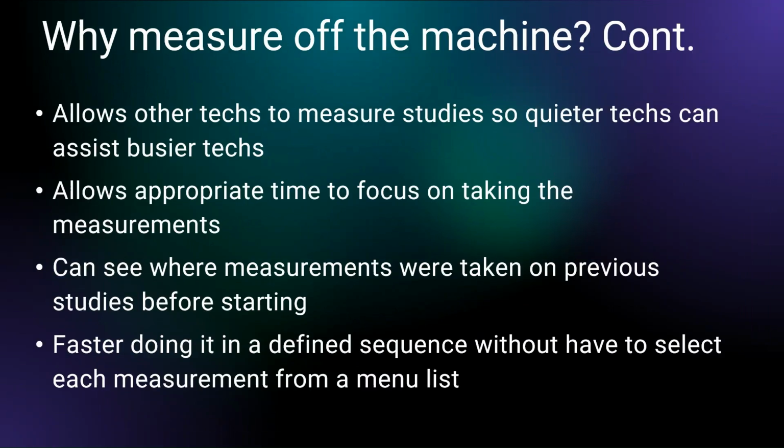Continuing on, it also allows other techs to measure studies, so quieter techs can assist busier technicians at times when there is an uneven distribution of the workload. It also allows appropriate time for people to focus on taking the actual measurements. And it allows you to have a look and see where measurements were taken on previous studies before starting. By using the sequences, it's much faster than trying to look for each measurement individually as well. It also allows some consistency in the lab because it defines which measurements should be taken.